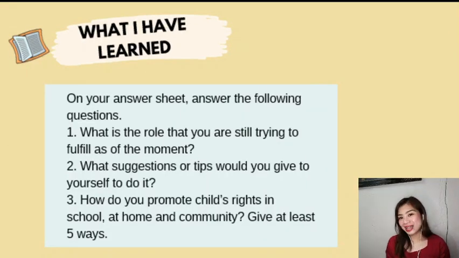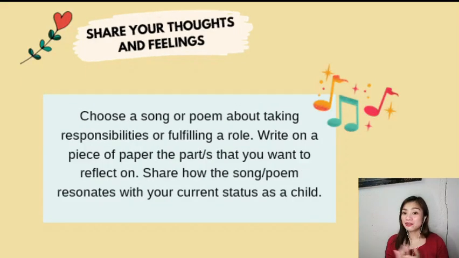And now, let's answer these questions. What is the role that you are still trying to fulfill as of the moment? What suggestions or tips would you give to yourself to do it? And how do you promote child's rights in school, at home, and community? Give at least 5 ways. And for our last activity, choose a song or a poem about taking responsibilities or fulfilling a role. Write on a piece of paper the part or parts that you would like to reflect on. Share how the song or the poem resonates with your current status as a child.